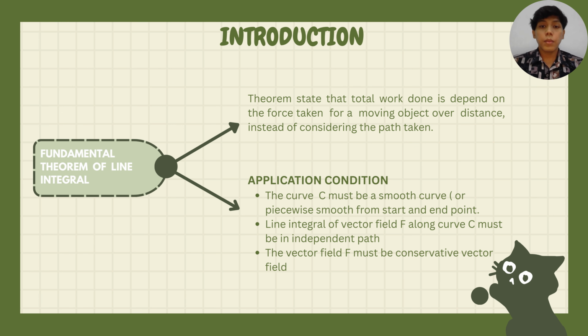These theorems can be applied for specific conditions. Firstly, the curve C must be piecewise smooth from the start to the end point. Secondly, the line integral of vector field F along curve C must be independent of paths. And lastly, the vector field F must be a conservative field. For two-dimensional space, we need to check that the partial derivatives with respect to x and y are equal. For three-dimensional space, we must show that the curl of F is equal to 0. This application will be explained in detail later with the question given.